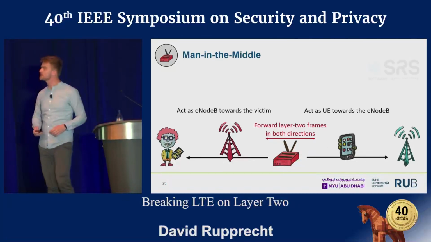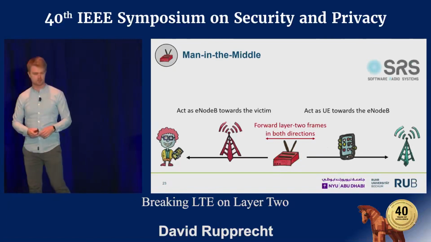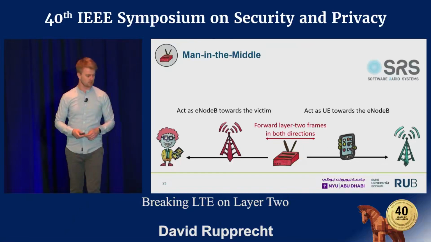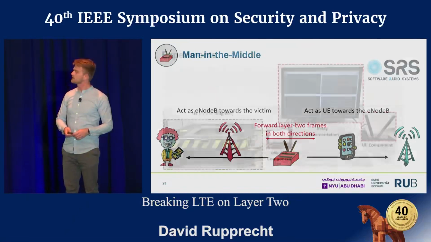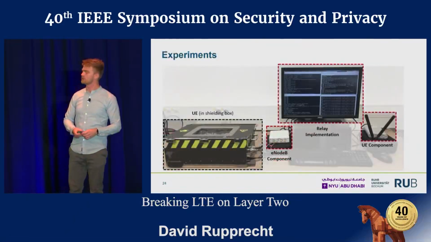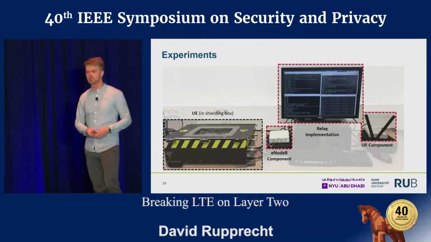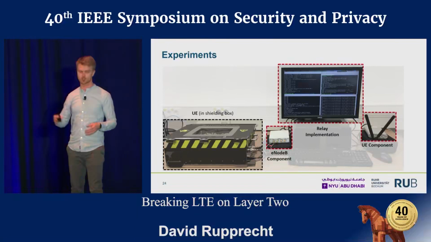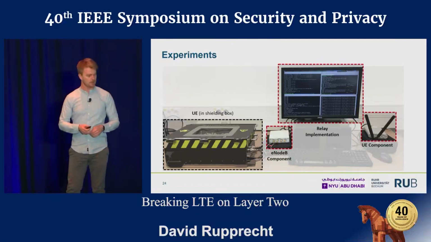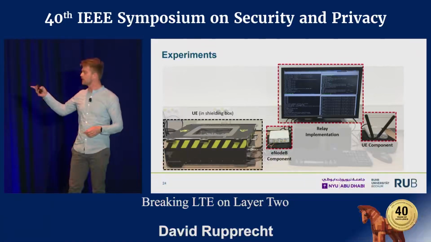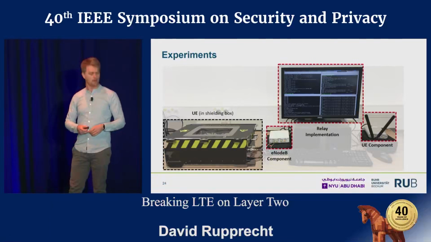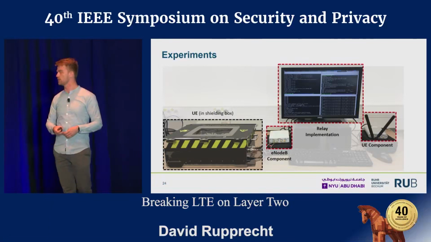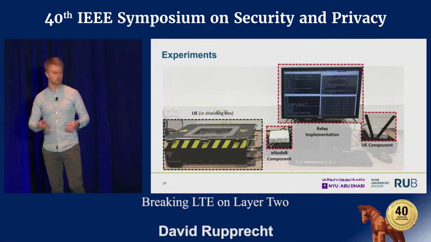So we implemented such a relay with the open source LTE stack of Software Radio Systems, which is available on GitHub. And this is actually how our experiment looked. We put the UE in a shielding box to prevent any interference with any outside commercial network. And we have an eNodeB component and the UE component using software-defined radios. We implemented this relay on a normal computer running Linux.